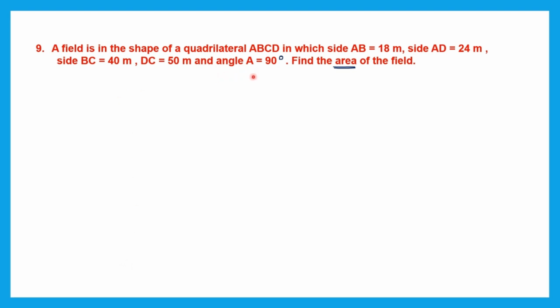So first, it says the side AB. So let's draw AB. Now this is A and B and this is 18 meters. So we have drawn AB. Next we have AD. AD is 24 meters. So this is A and D and this is 24 meters. Now why have I drawn a straight line at AD? I have drawn that because it says in the question angle A is 90 degrees. That means this is 90 degrees, so we must have a straight line there.